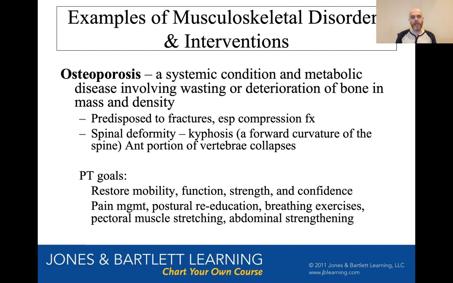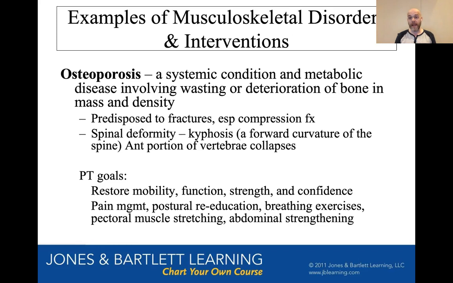Osteoporosis is a very common orthopedic condition that older adults get. It's basically just a decrease in the bone mass density. So their bones are not as dense, they don't have the density of calcium as they once did. So older people are more predisposed to fractures, especially compression fractures of the spine.